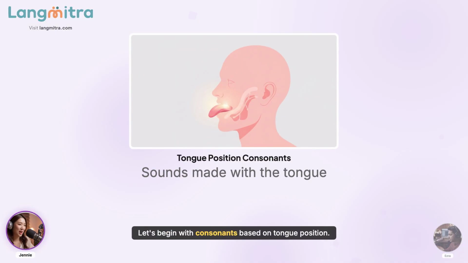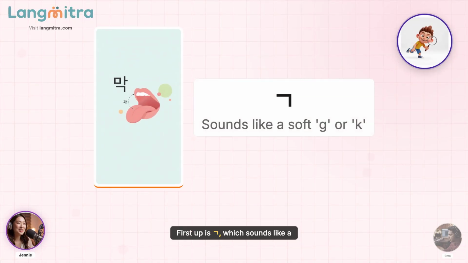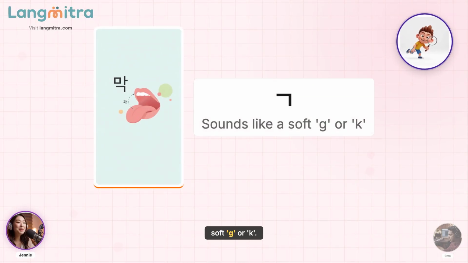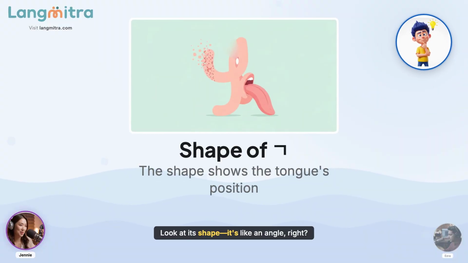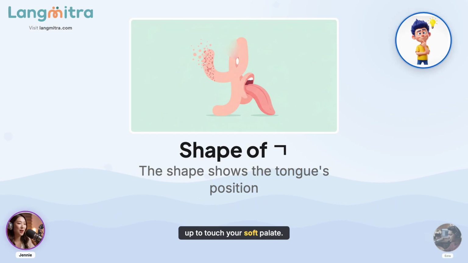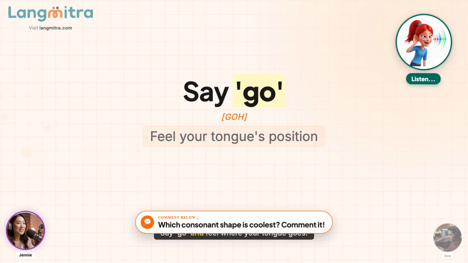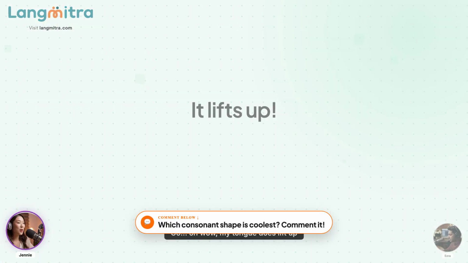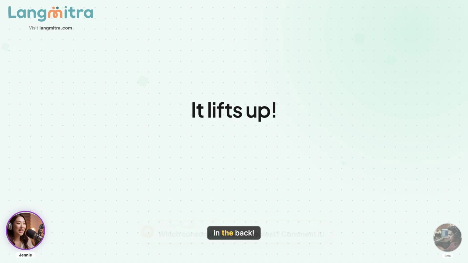Let's begin with consonants based on tongue position. First up is g, which sounds like a soft g or k. Look at its shape. It's like an angle, right? That represents the back of your tongue rising up to touch your soft palate. Say go and feel where your tongue goes. Go. Oh, wow, my tongue does lift up in the back.